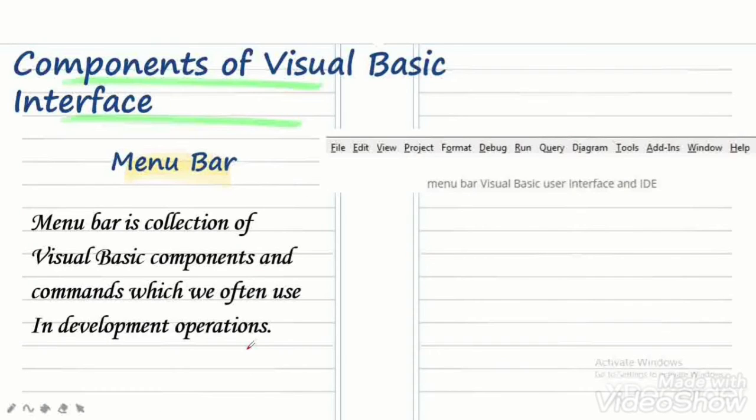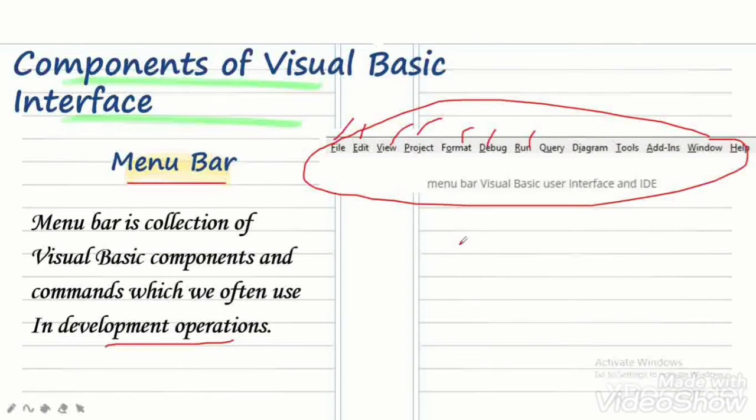Then the components of Visual Basic. First is the menu bar. Menu bar is a collection of Visual Basic components and commands we often use for development operations like File menu, Edit, View, Project, Format, Debug, Run. All these are the menu items.